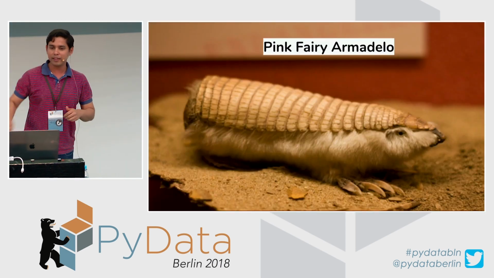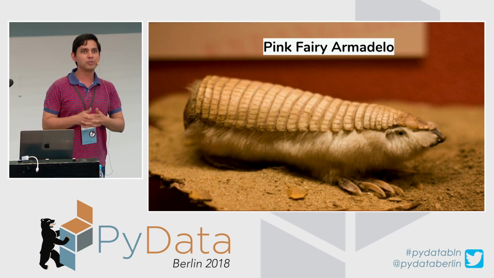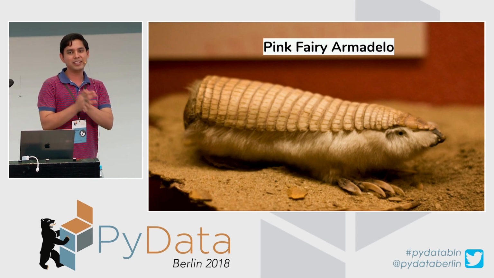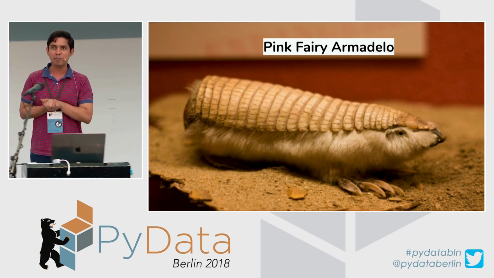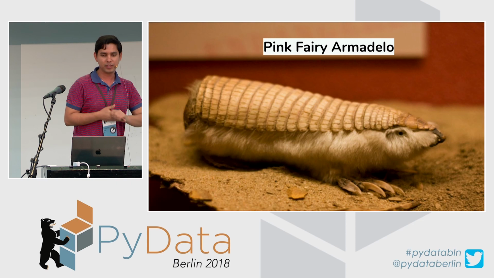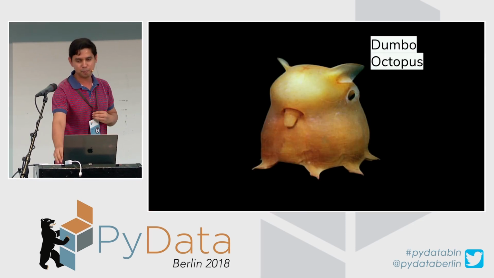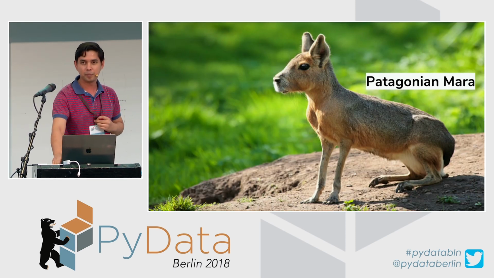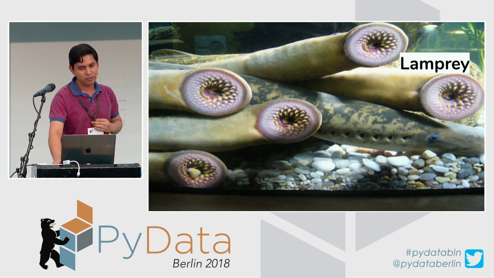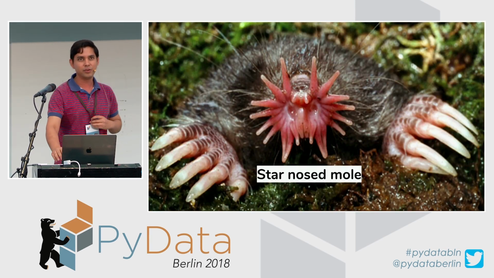One small thing. These images are coming from Bored Panda. And I really do not know the authenticity of these images or the animals. So please do not quote me on that. The first one is a pink fairy armadillo. Okay? The next one is the Dumbo octopus. Third one is the Patagonian mara. Fourth one, a lamprey. Fifth one, a star-nosed mole.